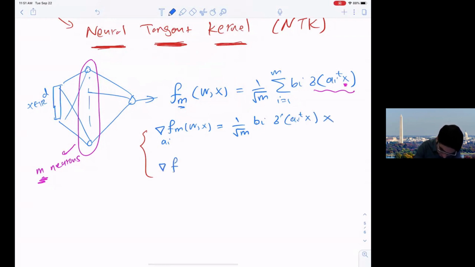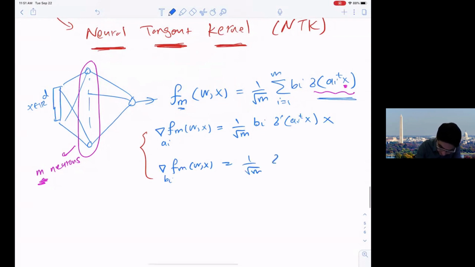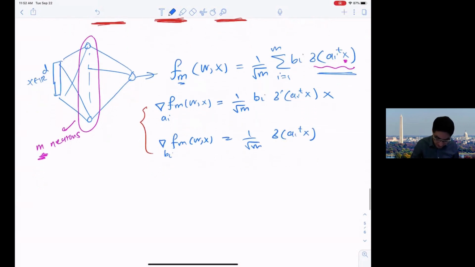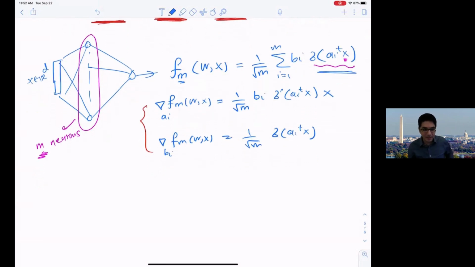And what is the gradient of this function with respect to, let's say, b_i? It is even simpler. You have the scaling 1 over square root of M. So it is basically just this term, right? Gradient with respect to b_i. So basically I compute all of these gradients, I put them in one giant vector and evaluate it for x and x prime. And then I look at the inner product between these two vectors. And that will be the kernel value between x and x prime.